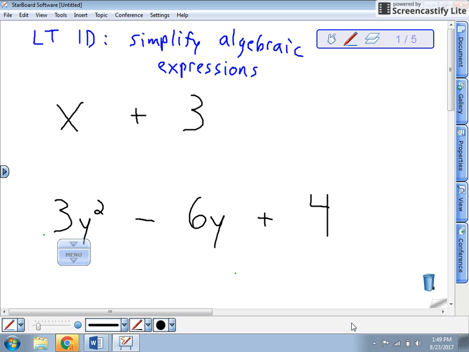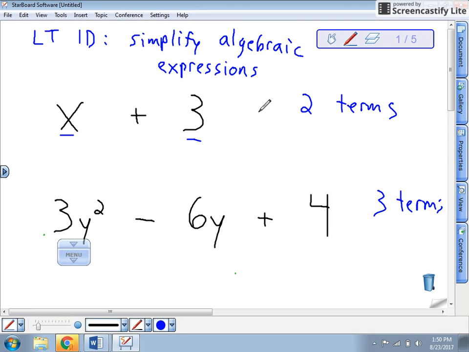The first thing we have to understand is what terms are, because we're going to be simplifying terms. In this first example, we have two terms. Terms are separated by a plus or minus sign. So this is one term. This is two terms. In the second example, we have three terms. So you guys can see the difference. They can be separated by a plus or a minus.